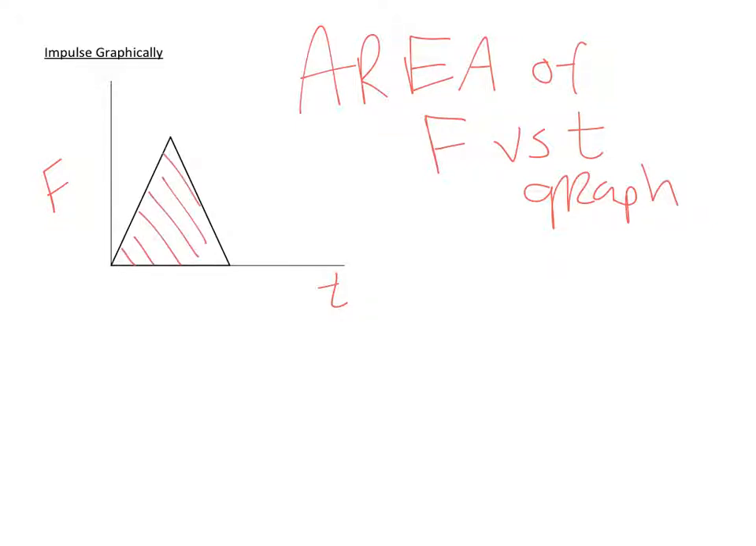Area is 1/2 base times height. So your impulse equals area. So it would be 1/2 F delta T. If you have graphs of different shapes, then you just take the area of those shapes. If you have graphs that are a combination of shapes, then you just break them down and add them together. So looking for impulse graphically, it is the area of a force versus time graph.